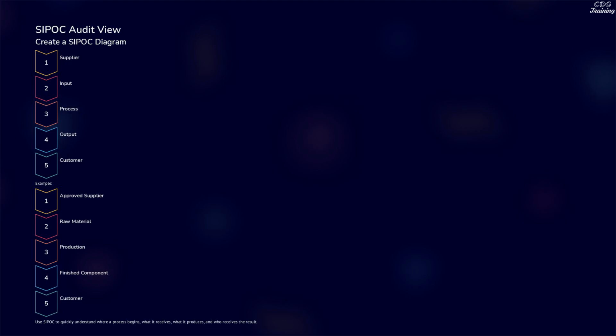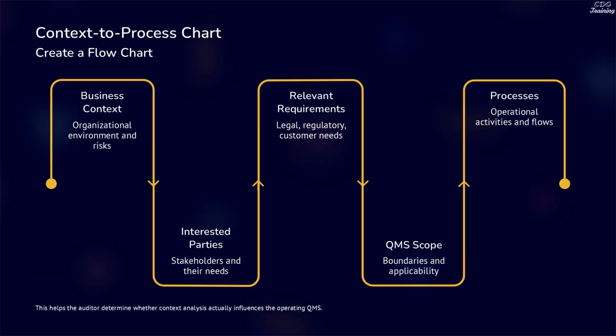Use SIPOC to quickly reference where a process begins, what it involves, and who is involved. For example, from approved supplier to customer. This helps in understanding the entire process flow and its components. Creating a flowchart helps determine whether context analysis influences the operating QMS. Consider business context, interested parties, relevant requirements, and processes. This ensures a comprehensive understanding of the QMS.